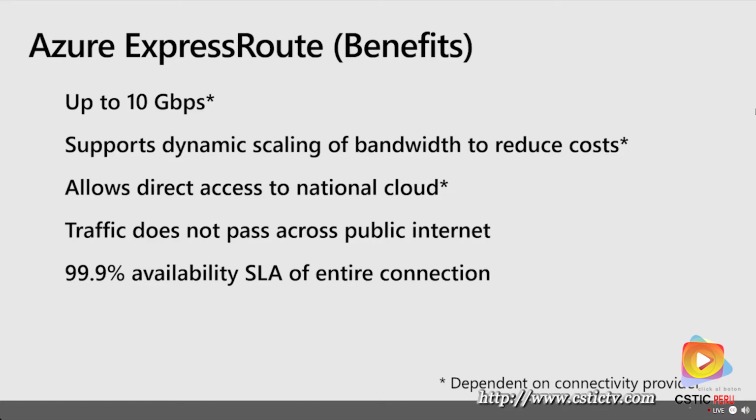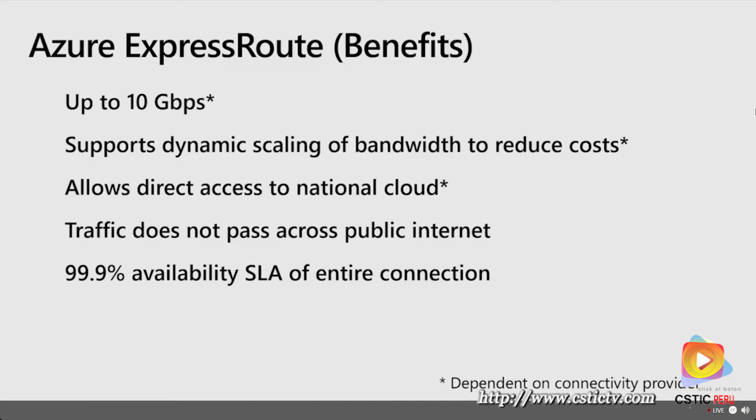If you do need a dedicated line to Azure that won't go over the public internet, you can look at Azure Express Route as an option. Now that connection can be provisioned up to 10 gigabits per second, depending on the provider who's providing this connection. And it can support dynamic scaling of bandwidth. So you're not always paying for the largest amount of bandwidth you think you might need. You can scale up when you need it. Now, again, this does depend on the capabilities offered by the express route provider in your local area.